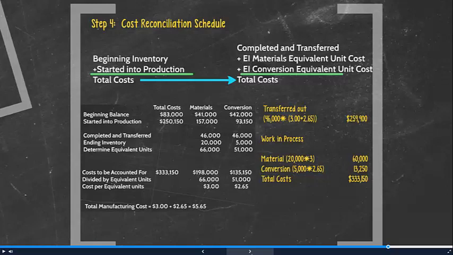Then we look at those ending inventory pieces. Materials has a 20,000 unit equivalent unit in its ending inventory. We multiply this by 3, since that's the cost per equivalent unit for materials, which gives us a total of 60,000. And then we do the same thing for conversion. We take that ending inventory in our equivalent units and multiply it by our conversion cost per equivalent unit. You'll notice our total costs equal our total cost that we started with to begin with. And that's your cost reconciliation schedule.